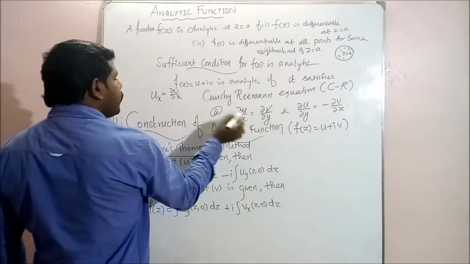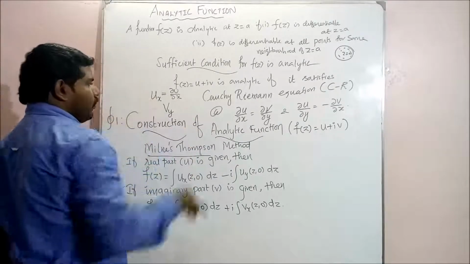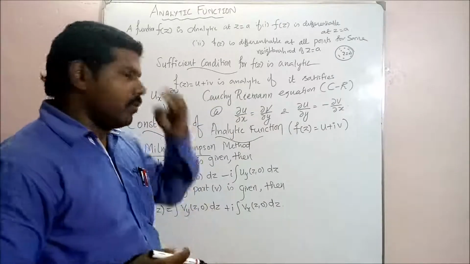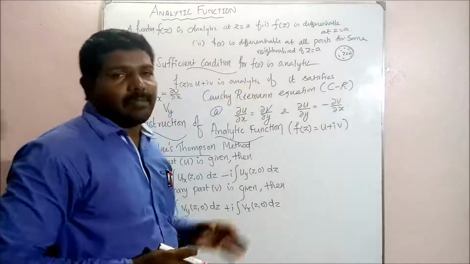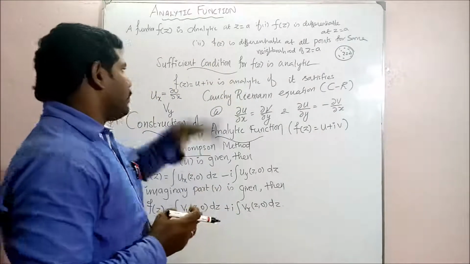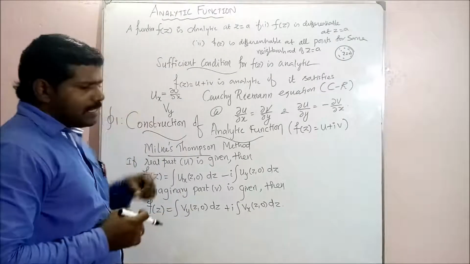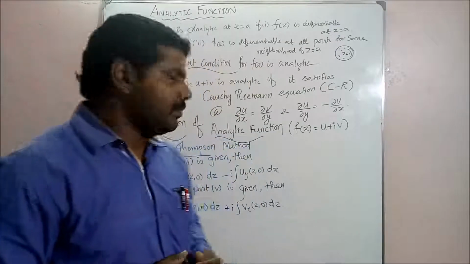Similarly, dou v by dou y can be written as v suffix y. So not v of y, v suffix y. Vy is nothing but dou v by dou y. So a function which satisfies the Cauchy-Riemann equations, then immediately we can say the function is said to be analytic. So next we are going to the important topic, the construction of the analytic function.